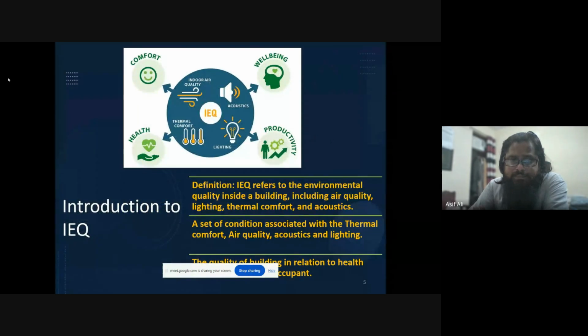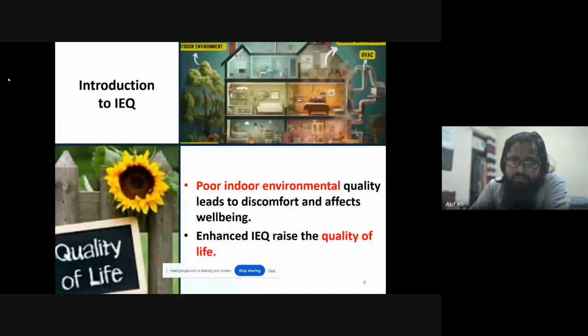Now, if the indoor environment quality is not good, obviously it is going to affect our well-being, our comfort, and our health. In other words, if we improve our indoor environment quality, we improve our quality of life. Am I right?